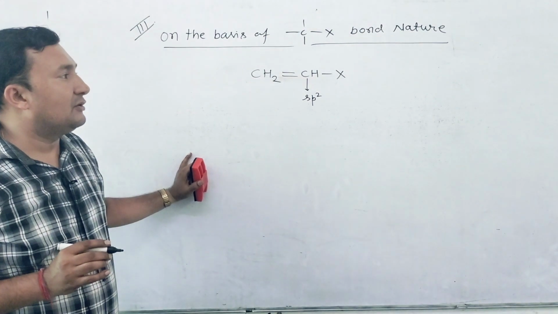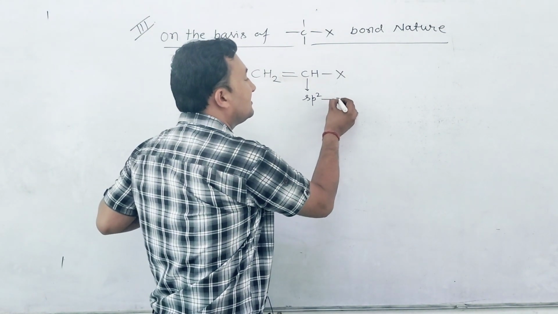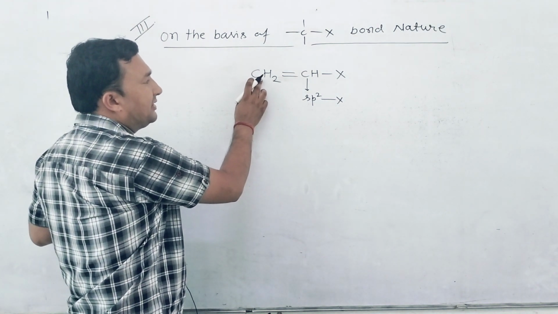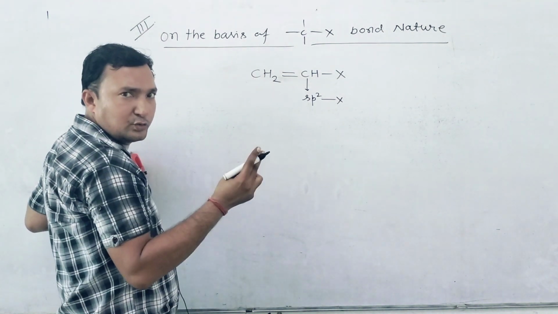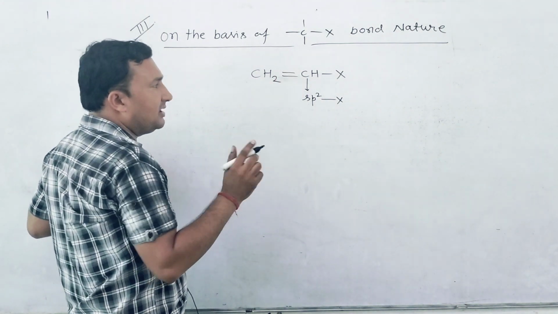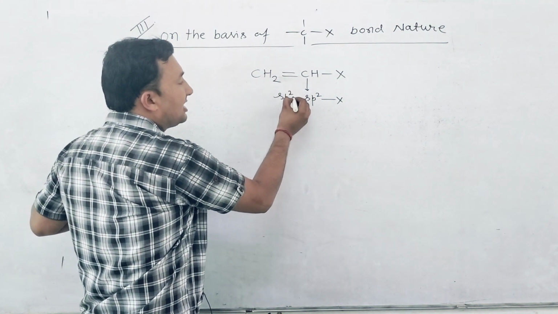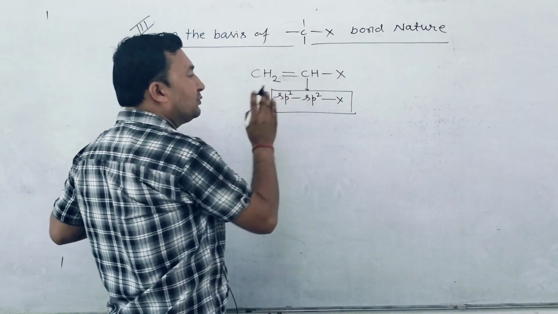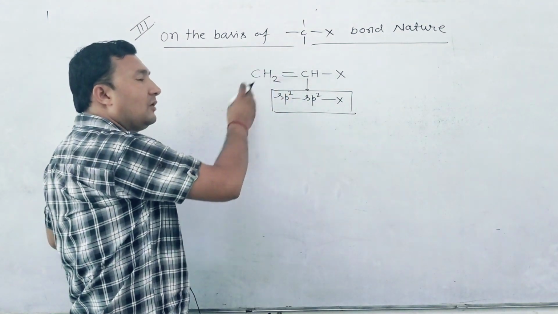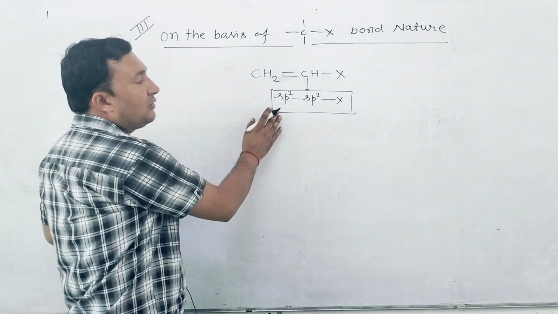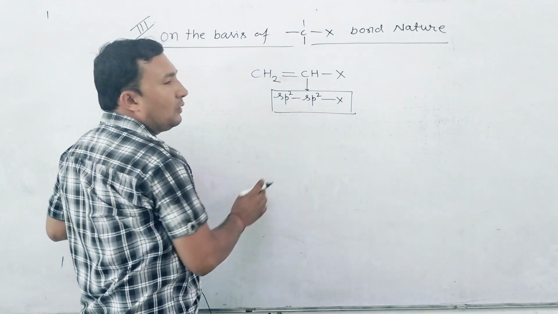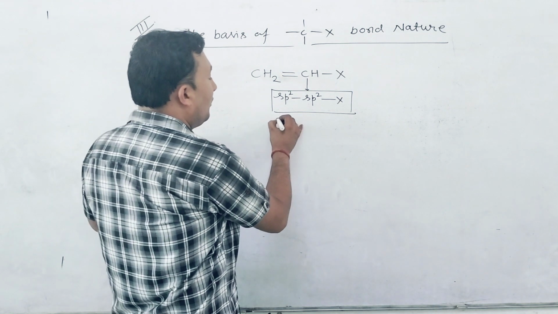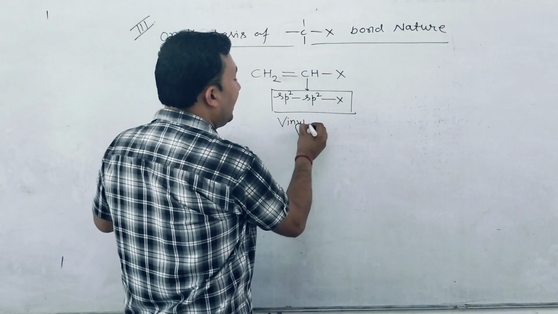So the carbon to which halogen is attached is sp2 hybridized, and the neighboring carbon, if you calculate its hybridization, has 2 hydrogens, so 2 sigma bonds, and out of the double bond one will be sigma, so it is also an sp2 hybridized carbon. So where halogen is attached to an sp2 carbon, and this sp2 carbon is also attached with one more sp2 carbon, this kind of compound is called vinyl. So we call that vinyl halide.